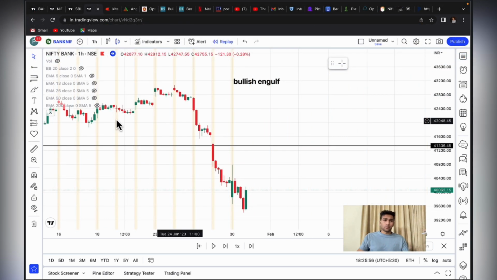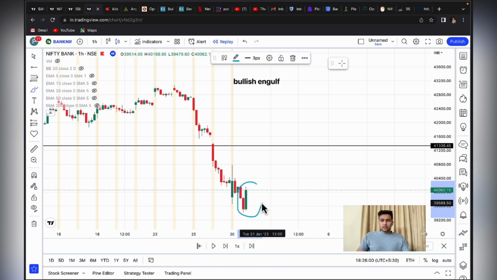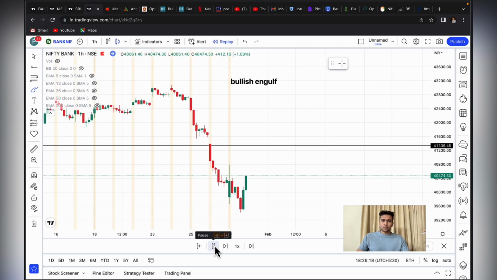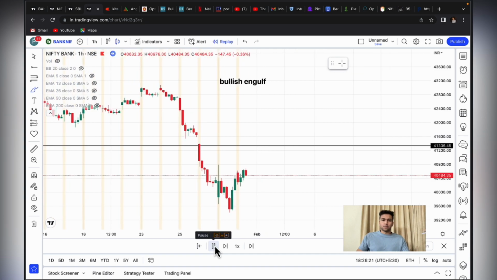Now we are looking at an example of a bullish engulfing. This red candle has been completely engulfed by this green candle. So this is a bullish engulfing. Let's see how the price reacts here. Straight away the price just shot up.